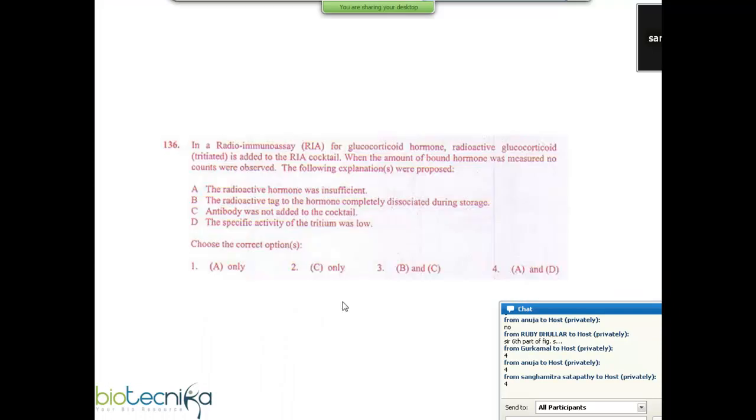So the question is like this. It is the 136th question. You got the principle of RIA that I said, everyone? It's very simple.